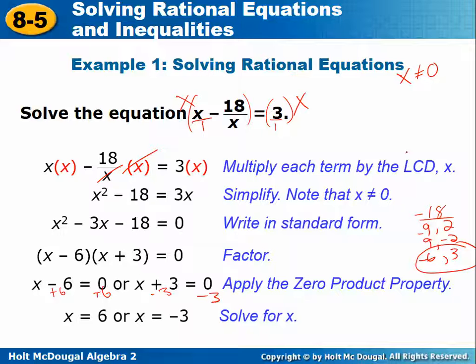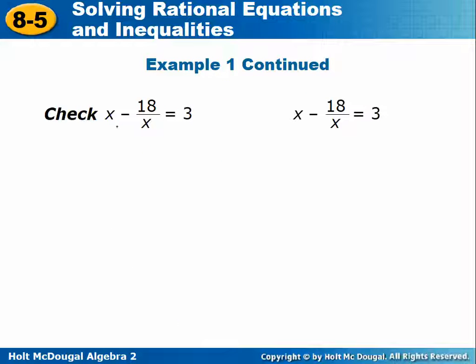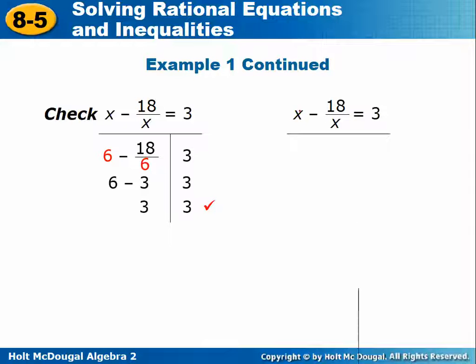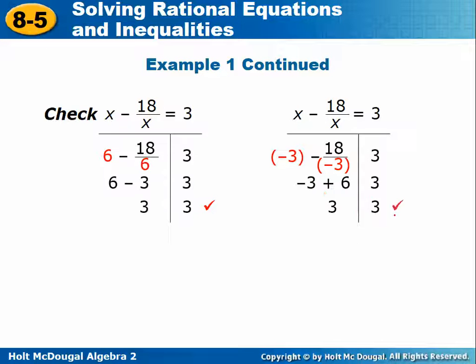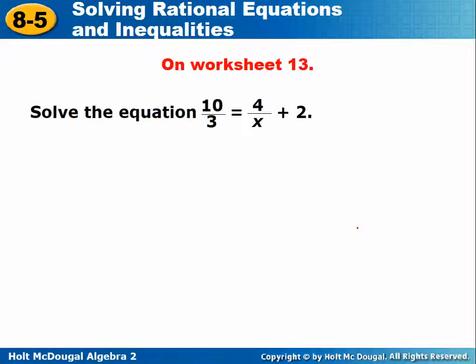And then remember that x cannot be 0. I didn't get 0 for an answer, so both of these numbers should be good. You can check them by plugging each of those values back in and making sure that you get a true statement. When x is 6, we get 3 equals 3. That's good. When x is negative 3, I would get negative 3 plus 6. That's also equal to 3. So both of my answers work. There are 2 answers for that problem.